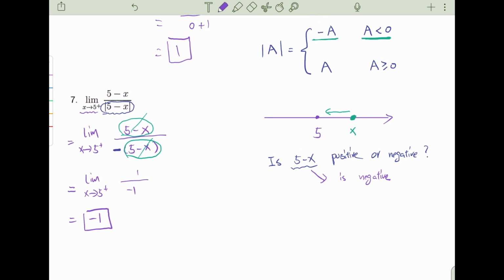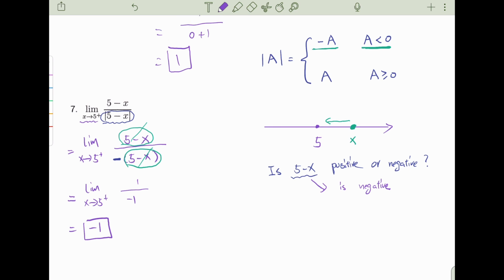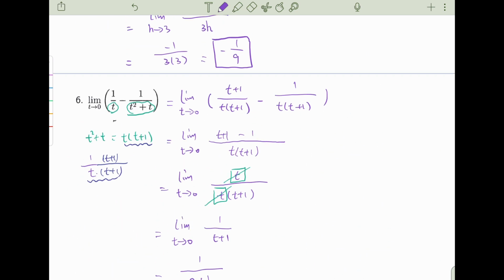For this type of one-sided limit, where there is an absolute value inside it, we will need to keep in mind the technique of how we can remove the absolute value and place a correct sign in front of it. It depends on the sign of the stuff inside the absolute value, and we can see the sign from the information in the limit notation. Okay, so that is question 7, absolute value.